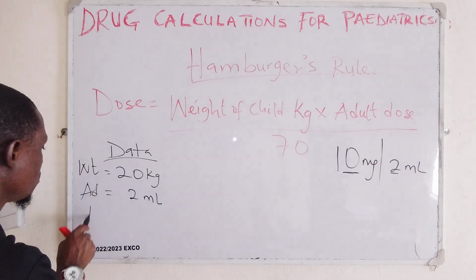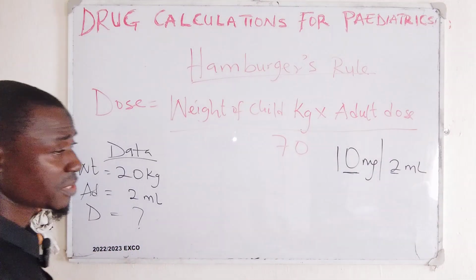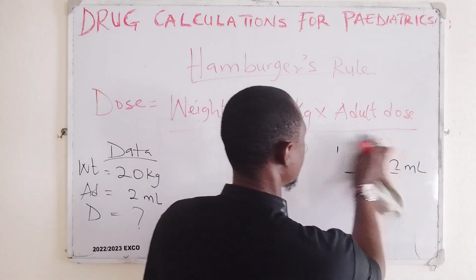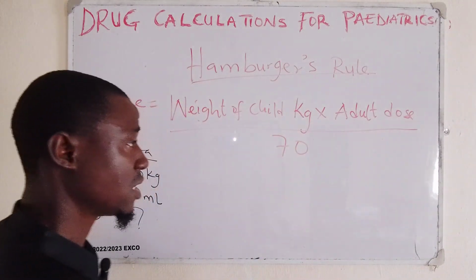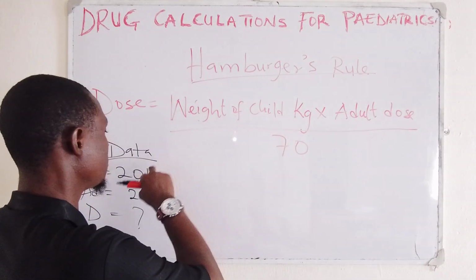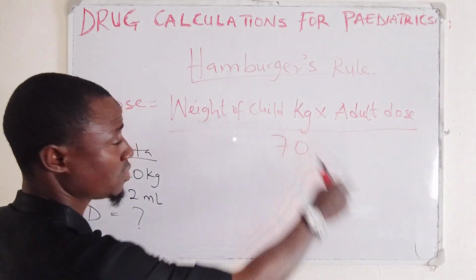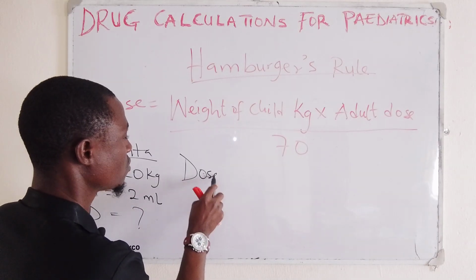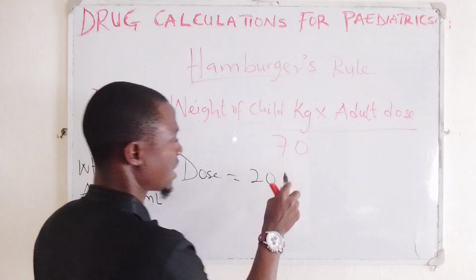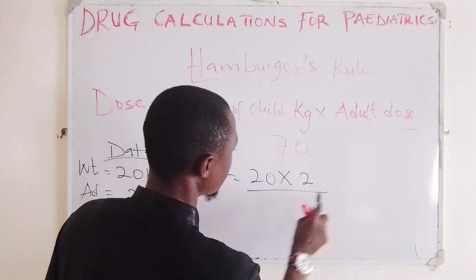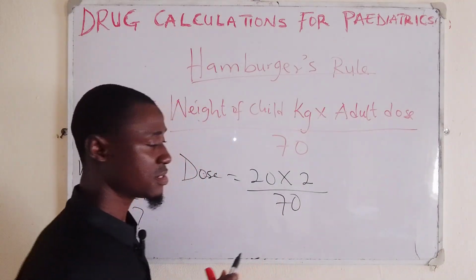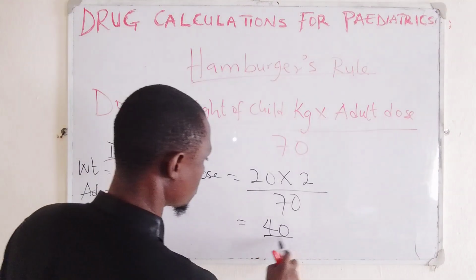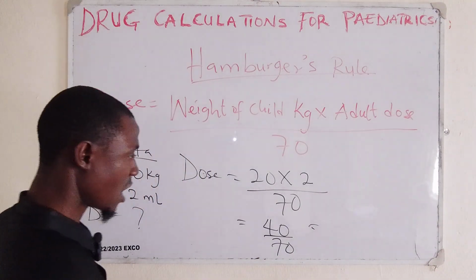So what we want to get now is the dose. What will be the dose of this particular drug we want to give to a child whose weight is 20 kilograms? We don't need to convert anything in this calculation because the units of weight are the same: here it is kg, and likewise in the equation it is also kg. So the dose of the drug is going to be: weight is 20, the adult dose here is 2, and the denominator still remains 70. If you substitute properly, you have 40 over 70.